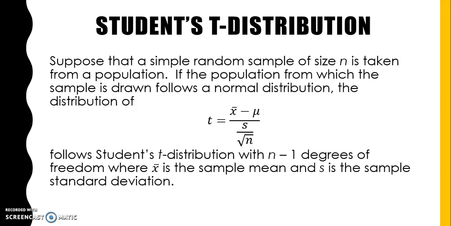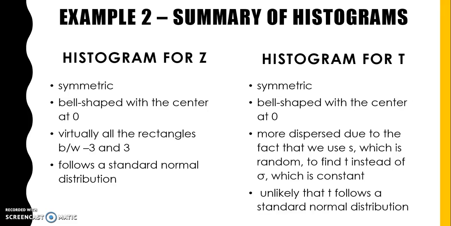So let's look at some properties of the t-distribution. Kind of comparing the two of them, they're both symmetric, they're both centered at 0. With z, the rectangles are mainly between -3 and 3. The histogram for t is more dispersed, and that's due to the fact that we're using the sample standard deviation, which is random, whereas the population standard deviation is constant. And z follows the standard normal distribution, but it's unlikely that t follows a standard normal distribution.